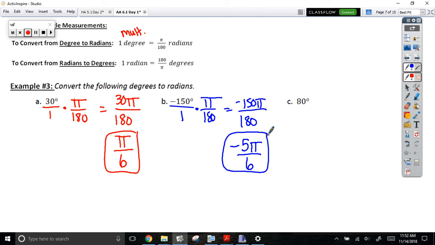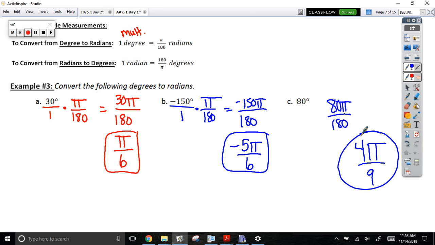I got negative 200. That's because you don't type the pi in. You use whatever your answer was from last time. What does this reduce to get us? 4 ninths? 4 pi ninths, yes. Make sure you have the pi in there for your final answer for radians.